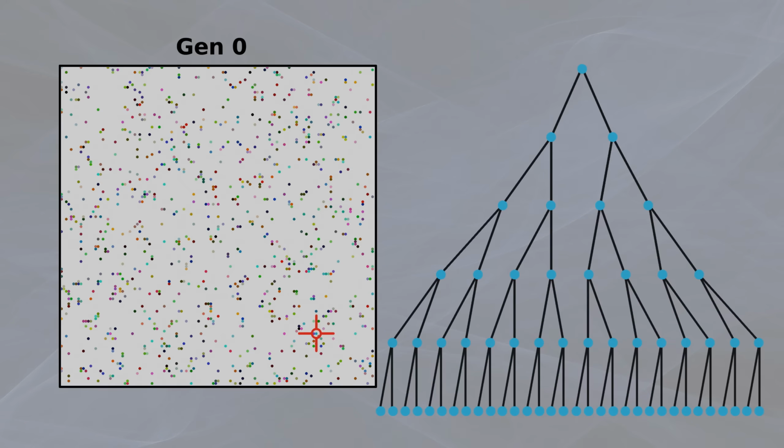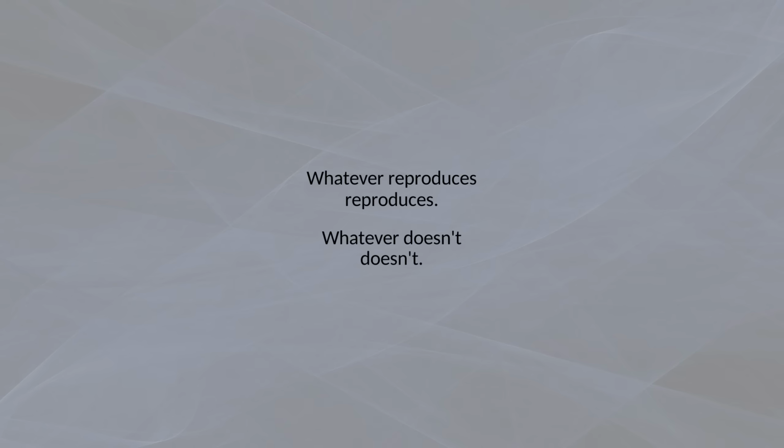So if we were to sum up how evolution works, here is the summary. Evolution through natural selection works because whatever reproduces, reproduces, and whatever doesn't, doesn't. That's how it works. That's how it worked in the simulator, and that's fundamentally how it works in nature.